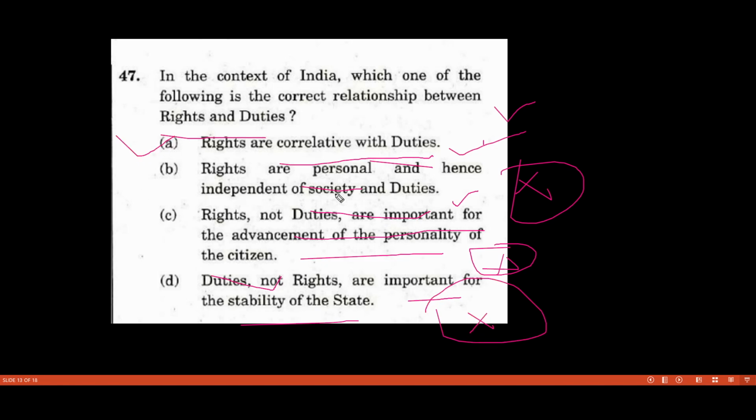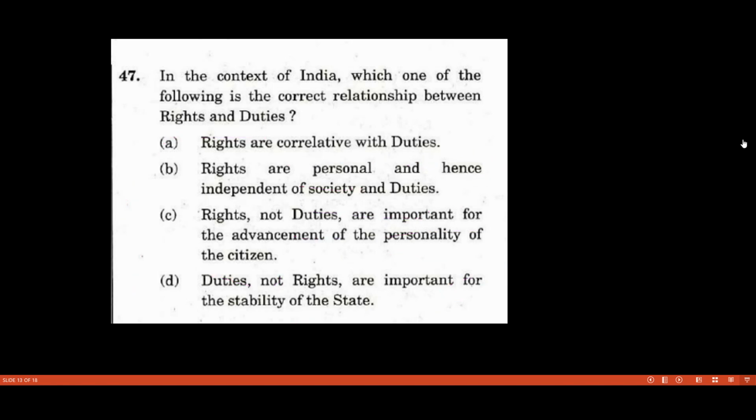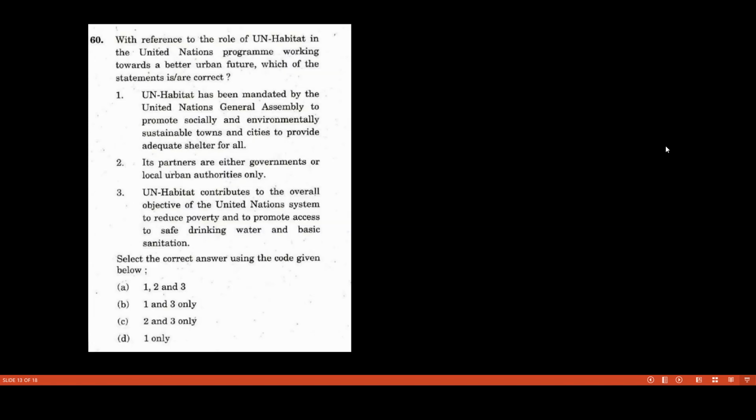तो यहाँ पे वैसे भी correct हो जाता है, but then I would not go into reading all these if I'm a political science student, but non-political science students should definitely read this. All right, now let's move on.